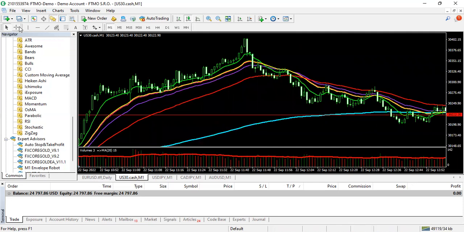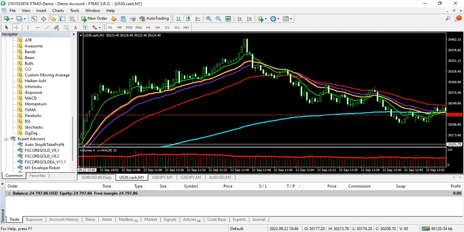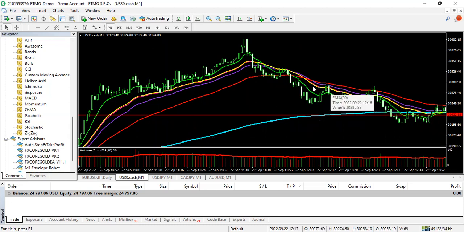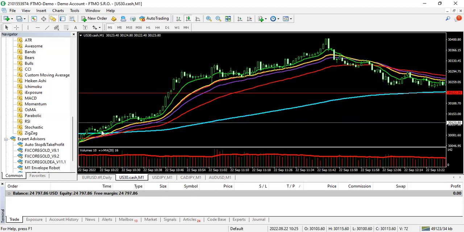So we would have had, give or take, just say we would have had 100 points off this move right here. This alone right here, about 100.